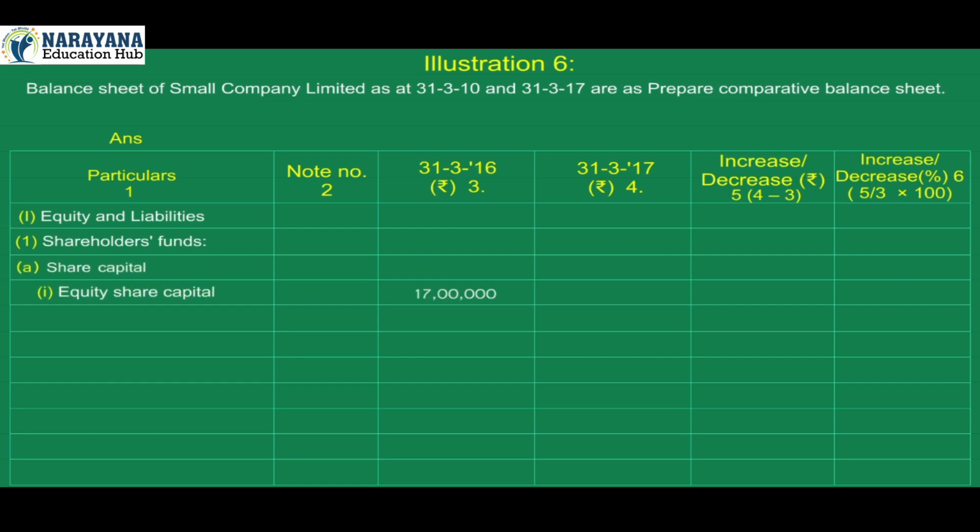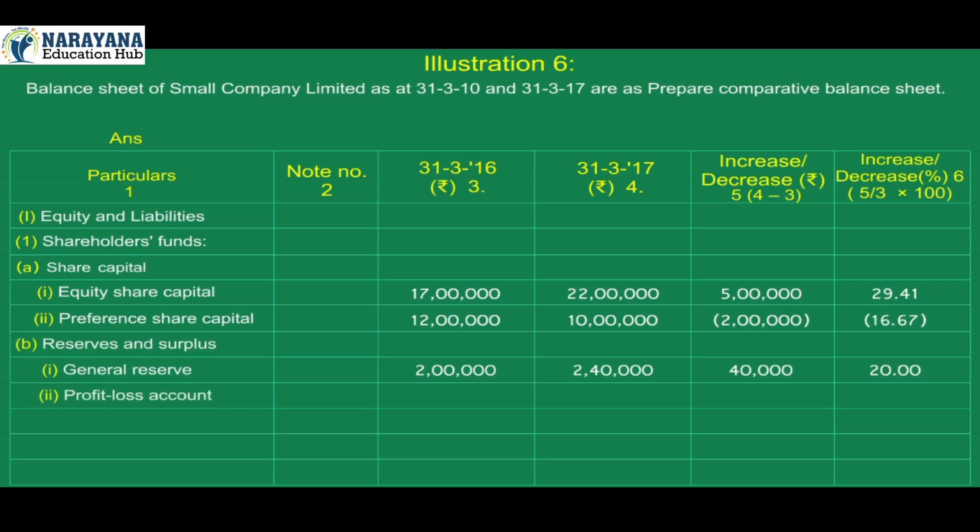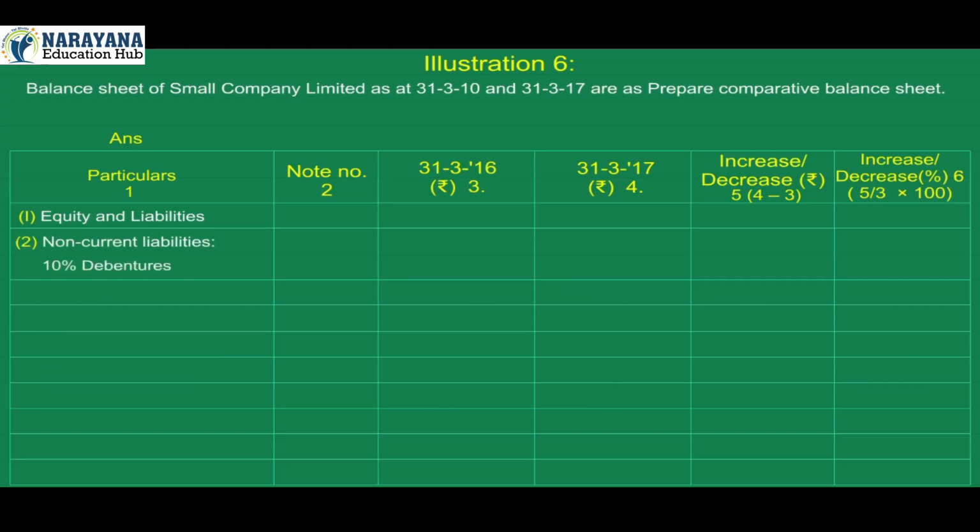1. Equity share capital 17 lakh, 22 lakh, 5 lakh, 29.41%. 2. Preference share capital 12 lakh, 10 lakh, 2 lakh, 16.67%. B. Reserves and surplus. 1. General reserve 2 lakh, 2 lakh 40,000, 40,000, 20.00%. 2. Profit and loss account 1 lakh 80,000, 2 lakh 10,000, 30,000, 16.67%. 2. Non-current liabilities, 10% debentures 8 lakh, 6 lakh, 2 lakh, 25.00%.